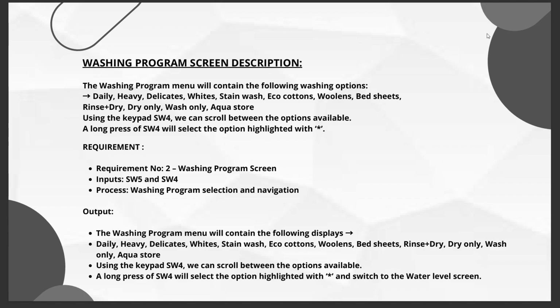Now moving on to the washing program screen. The washing program screen menu will contain the following washing options like daily, heavy, delicates, etc. Using keypad switch 4, we can scroll between the available options. A long press of switch 4 will select the option which is highlighted with a star mark. After this completion, the washing program screen will move to the water level screen.